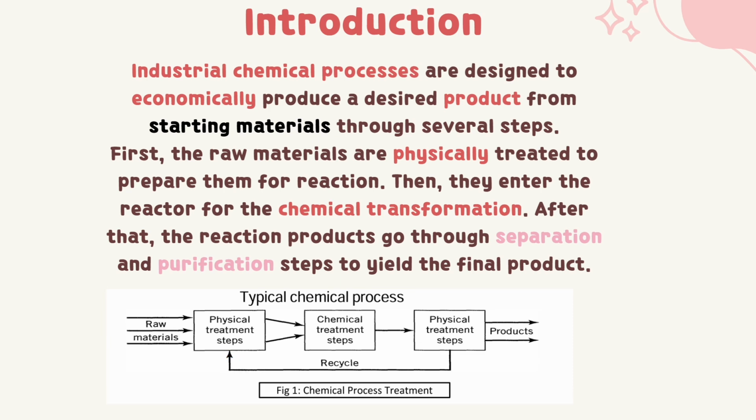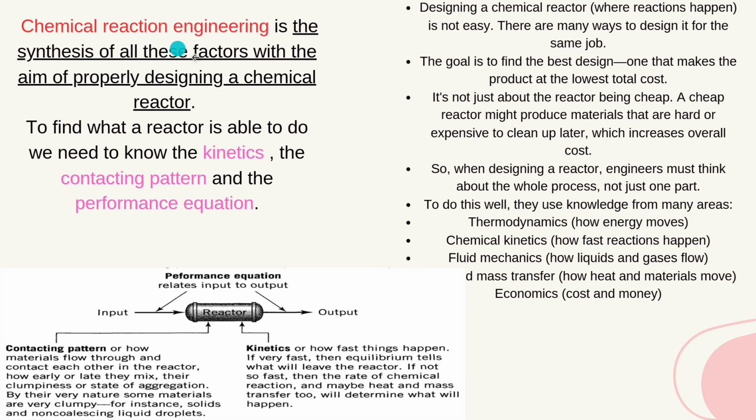Then we will know chemical reaction engineering, which means the study and application of how to design a chemical reactor. It is the synthesis of all these factors with the aim of properly designing a chemical reactor. And to know the ability of a reactor, we must know kinetics, contacting pattern, and performance equation. Kinetics means how fast things happen, and contacting pattern means how materials are flowing and mixing with each other in the reactor. Then the performance equation relates input to output, or relates the raw materials to the products.